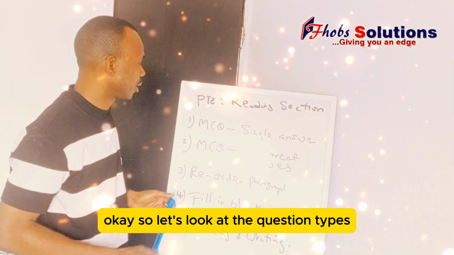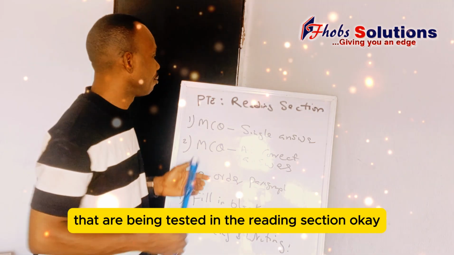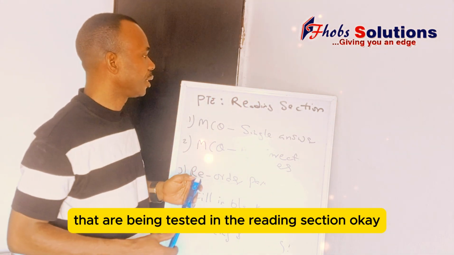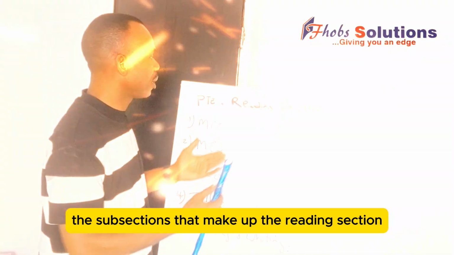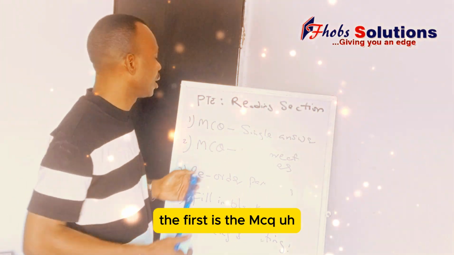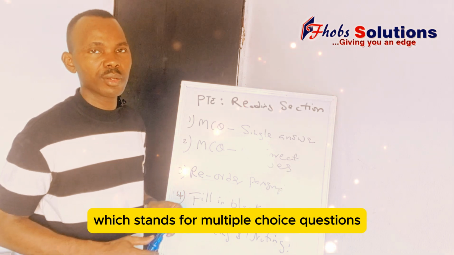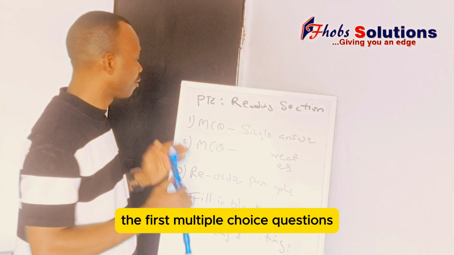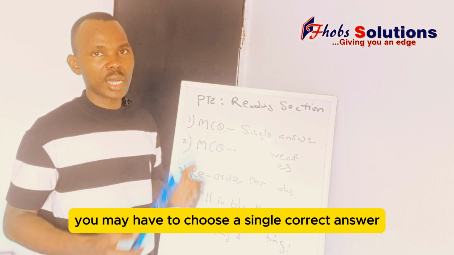Okay, so let's look at the question types, or what we call the items that are being tested in the reading section. These are the subsections that make up the reading section. The first is the MCQ, which stands for multiple choice questions. Actually, there are two types. For the first, multiple choice questions, you will have to choose a single correct answer.